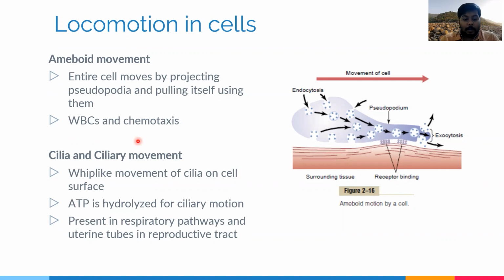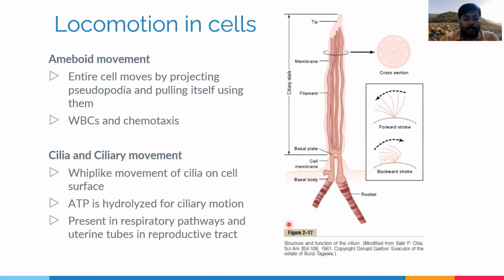Next, we move on to cilia and ciliary movement. Cilia are hair-like structures present on the surface of some cells and produce a whip-like movement, which looks something like this. The forward stroke and the backward stroke look something like this, and are responsible for moving particles along with them while they move. For the ciliary movement, ATP is hydrolyzed to ADP, that is, energy is used.